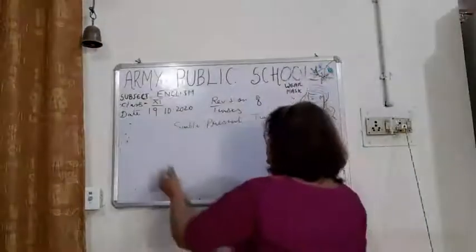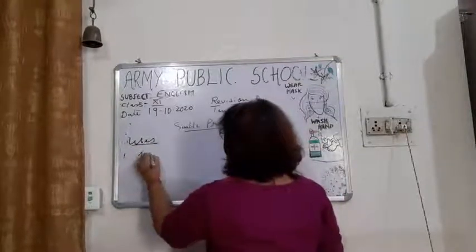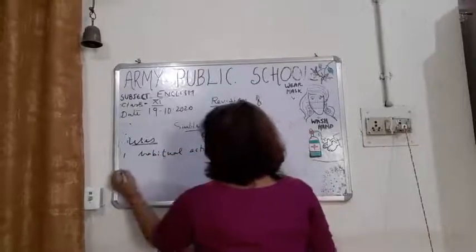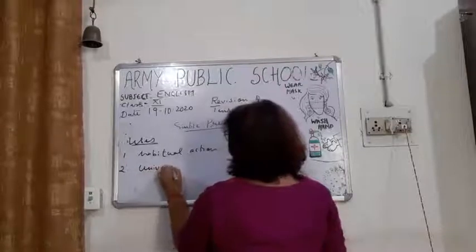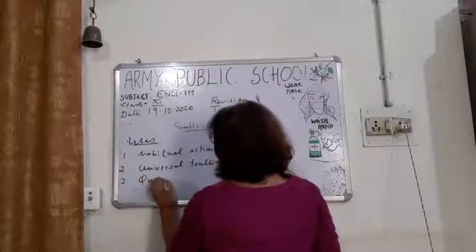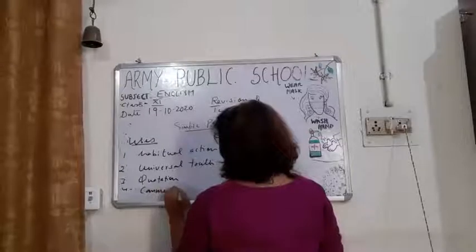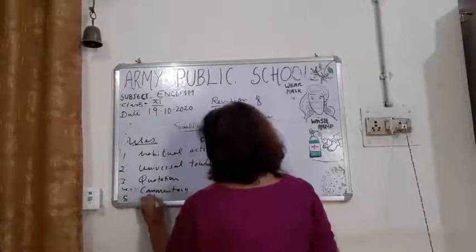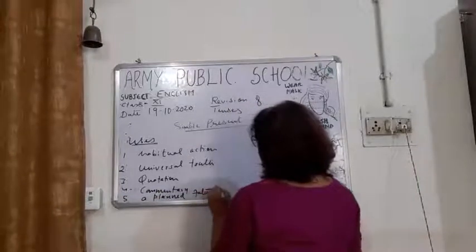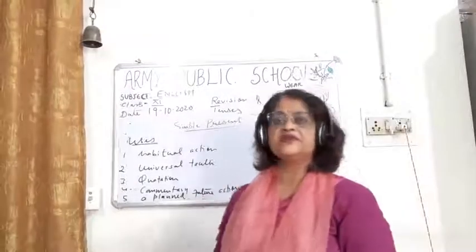So first, uses of simple present tense. First use is habitual action. Second use is universal truth. Third, quotations. Fourth is commentary. So children, these are the uses of simple present tense.